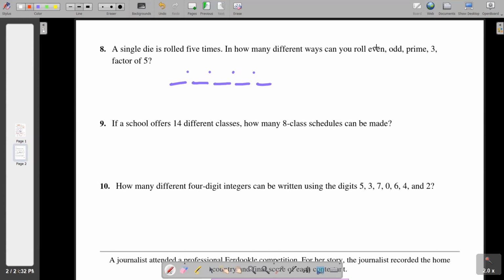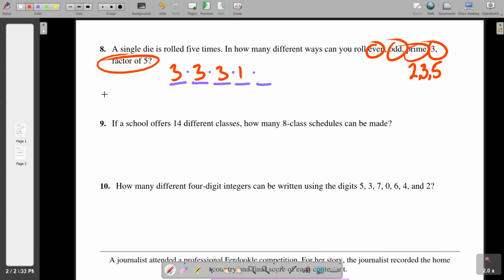Here we go. First roll is even. How many ways are there to get an even on a die? Done. 1 down, 4 to go. How many ways are there to get an odd? How many ways are there to get a prime? Yes, and the primes are 2, 3, and 5. How many ways are there to get a 3? And how many ways are there to get a factor of 5? 2. The factors of 5 are 1 and 5, and there are 2 of those.